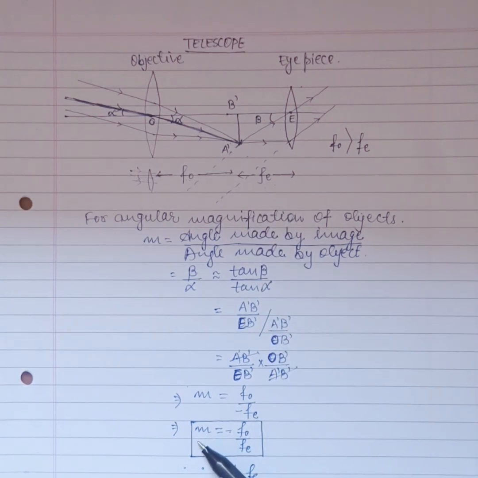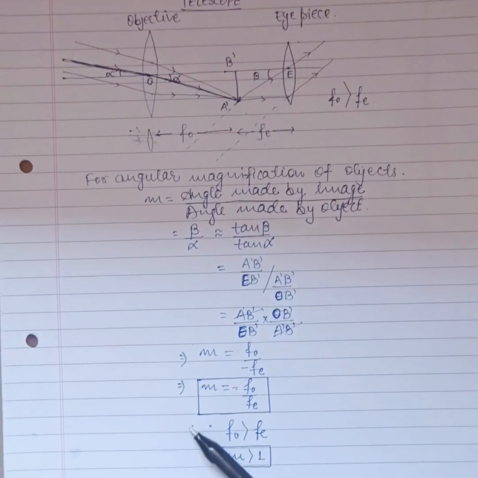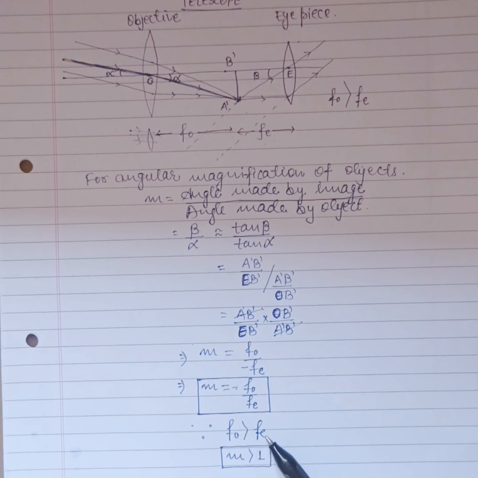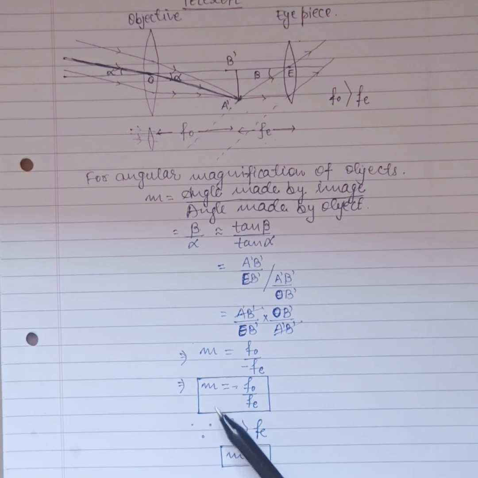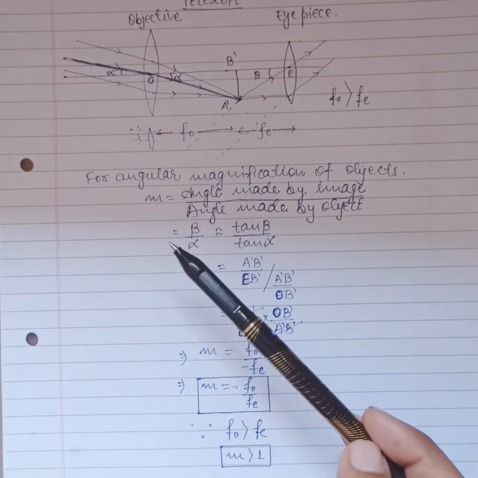So finally we come to the conclusion that the magnification of the telescope is equal to minus FO upon FE. FO means the focal length of the objective and FE means the focal length of the eyepiece. Since the focal length of the objective is greater than the focal length of the eyepiece, we can conclude that the magnification created in a telescope will be greater than 1. Here the negative sign shows that the image created will be inverted.